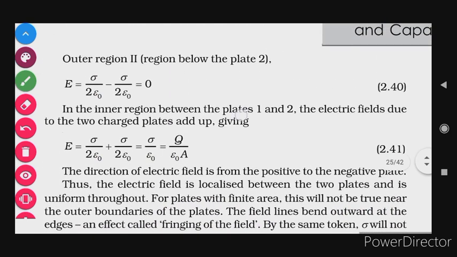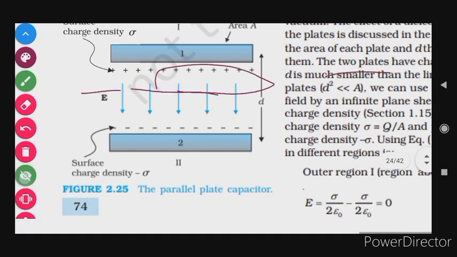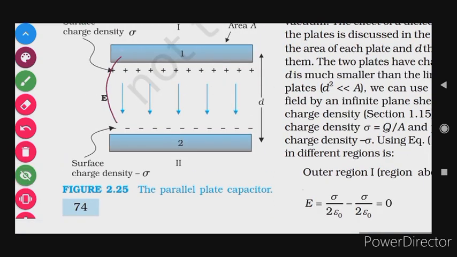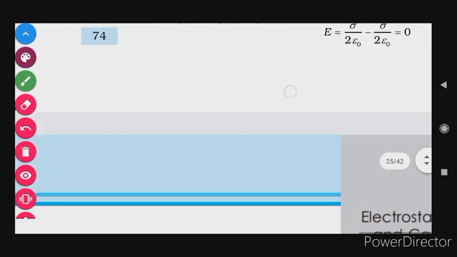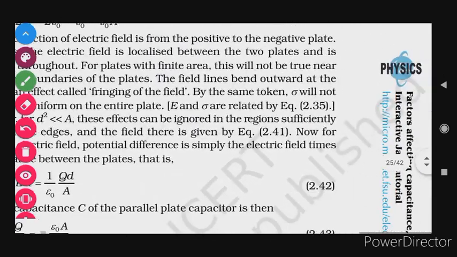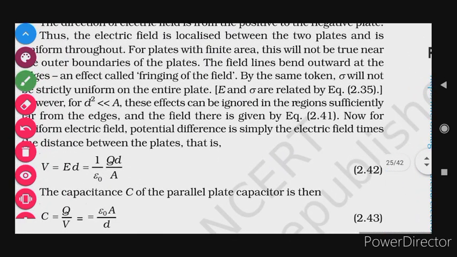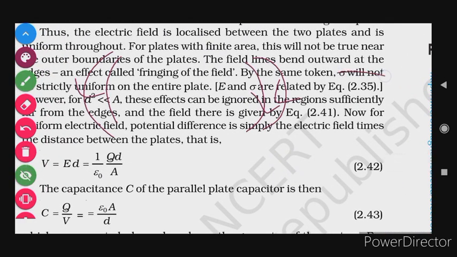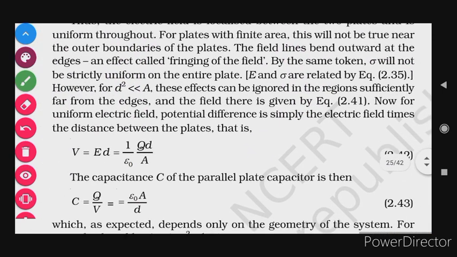Near the edges, the field lines will bend like this, and this is called fringing of the field. So it is not constant near the edges. It is not uniform there. By the same token, sigma will not be strictly uniform on the entire plate. E and sigma relation equation.